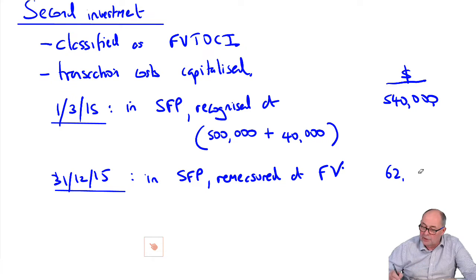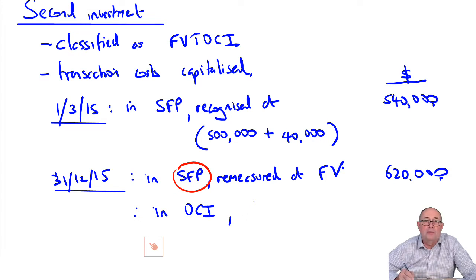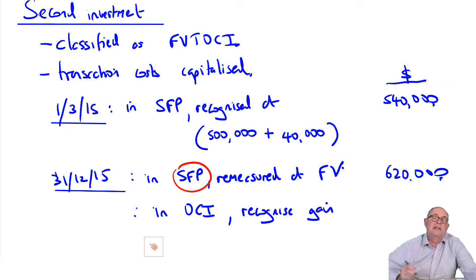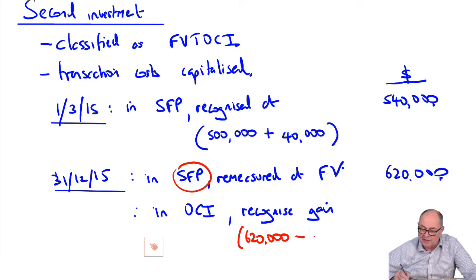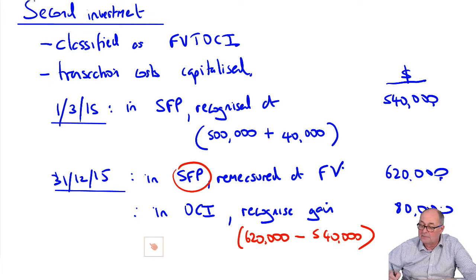So all the time what you're trying to do, remember, is to tell the examiner what goes where. So that's in the balance sheet. And there's a gain on those shares. So in OCI, other comprehensive income, I'll recognise the gain on those shares, the difference in the carrying value, the difference between 620,000 and 540,000, and that's a gain of 80,000.